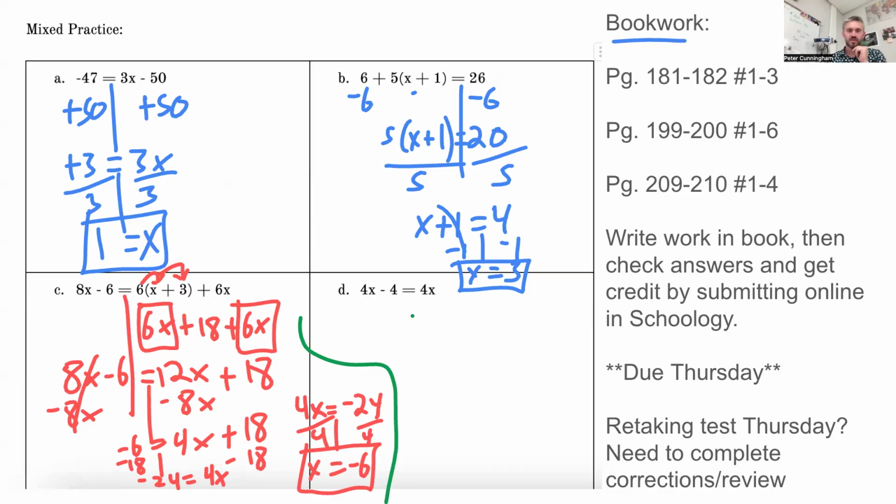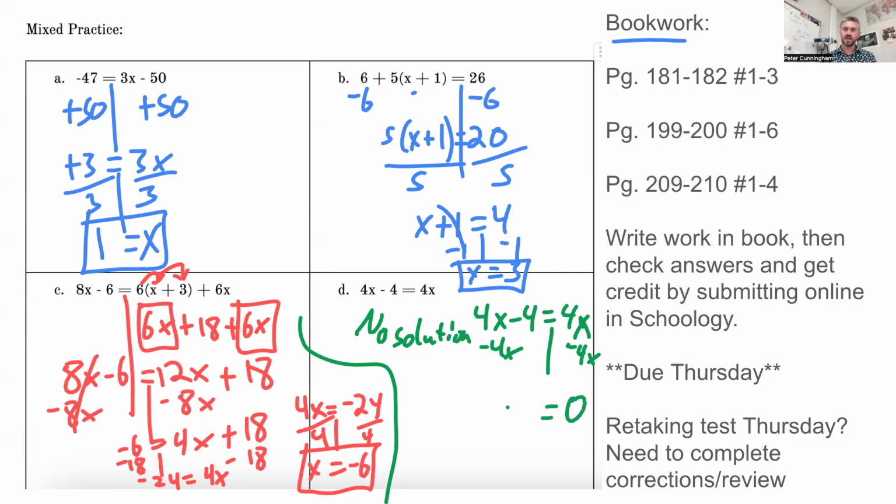I'm going to rewrite this over here just so I have some room. 4x minus 4 equals 4x. I look at that and I say, hey, I'm taking 4 away from the left-hand side. I'm doing nothing to the other side. So I guess I could look there and I'd be like, hey, that's a red flag. And I already know this is no solution, but I can prove it by taking 4x away from one side, do it to the other, and I end up with nothing on this side. Is -4 the same thing as 0? No, it's not. So this is no solution.